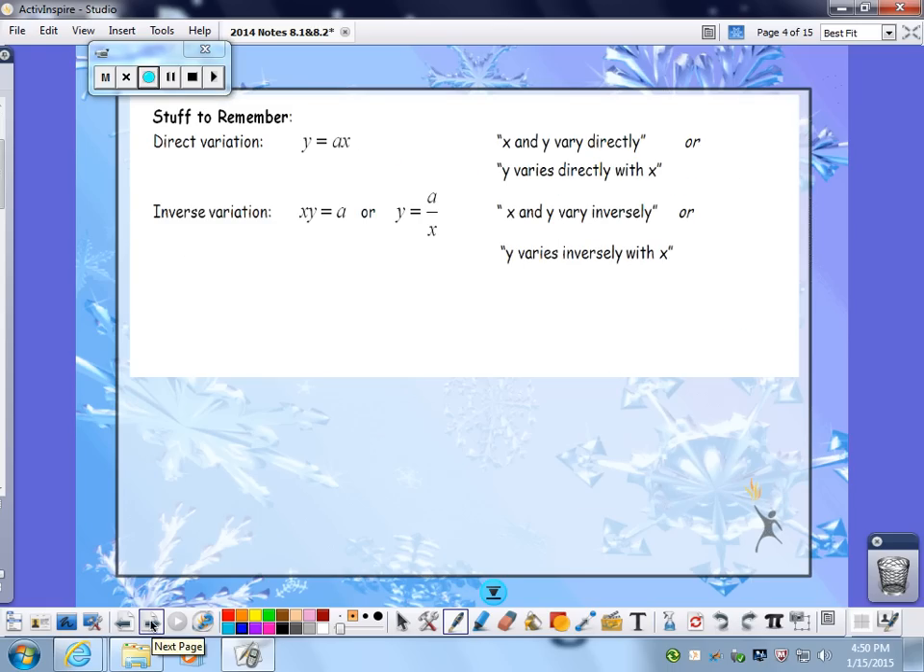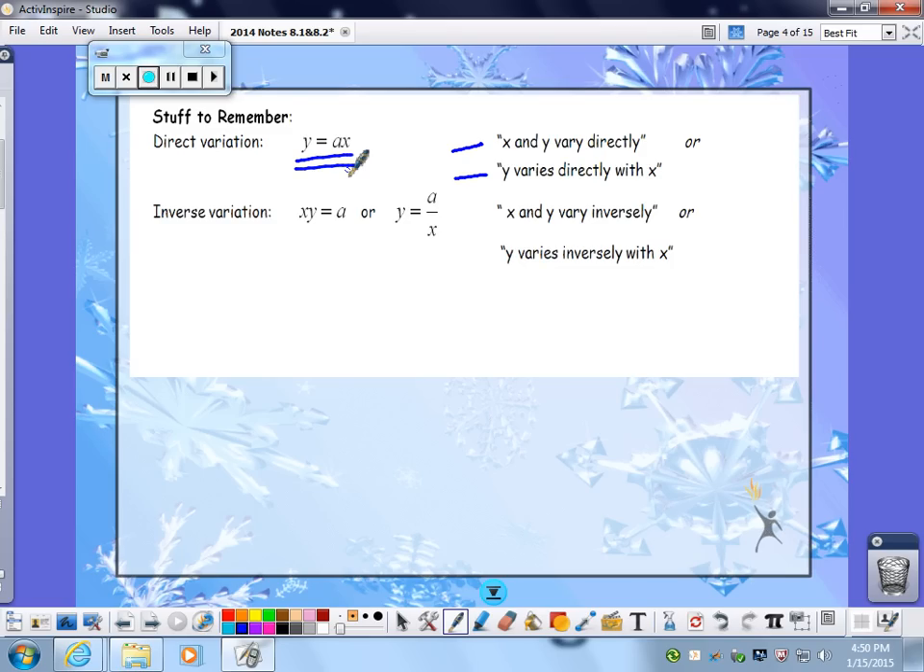So your job is going to be to memorize the equation for a direct variation and for an inverse variation. For a direct variation, something you covered in Algebra 1, it's going to be word problems. So the words you're looking for, for example, are x and y vary directly, or y varies directly with x. If you see that wording, you're going to connect that to the equation y equals ax.